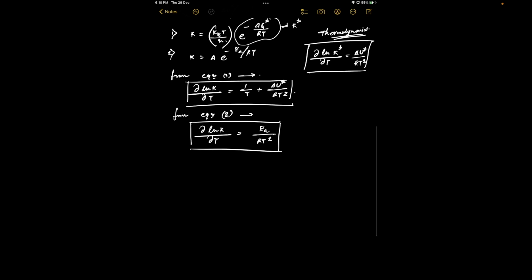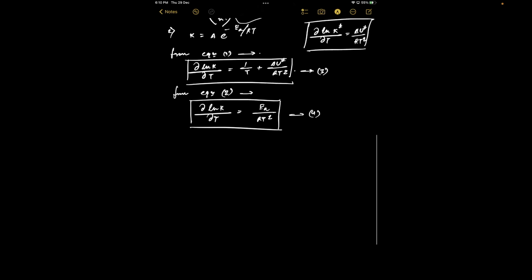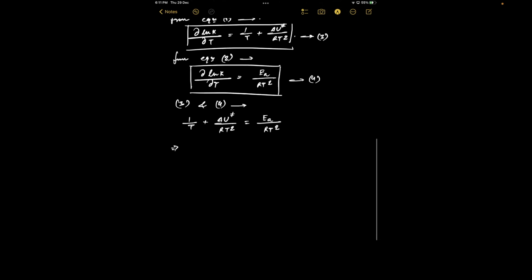Now just compare these two equations. Let's say this is equation number 3 and this is equation number 4. By comparing equation number 3 and equation number 4, we will get 1 upon T plus delta U double dagger divided by RT square equal to EA divided by RT square, right? Now RT square is common, so delta U double dagger plus RT equal to EA.